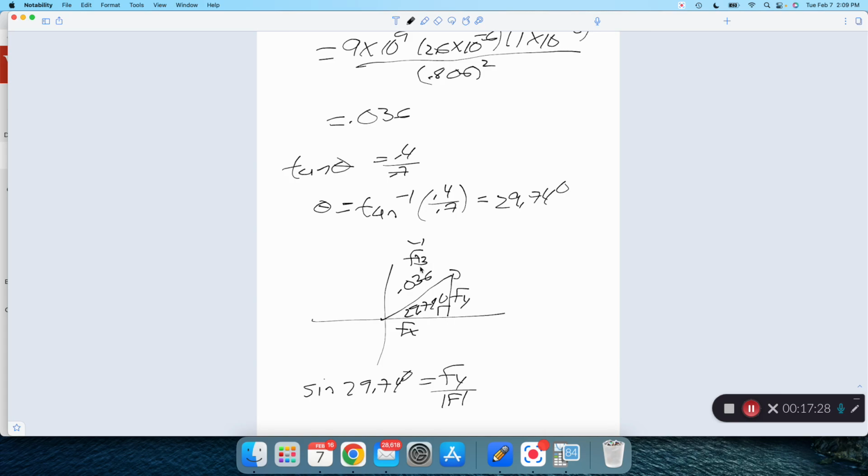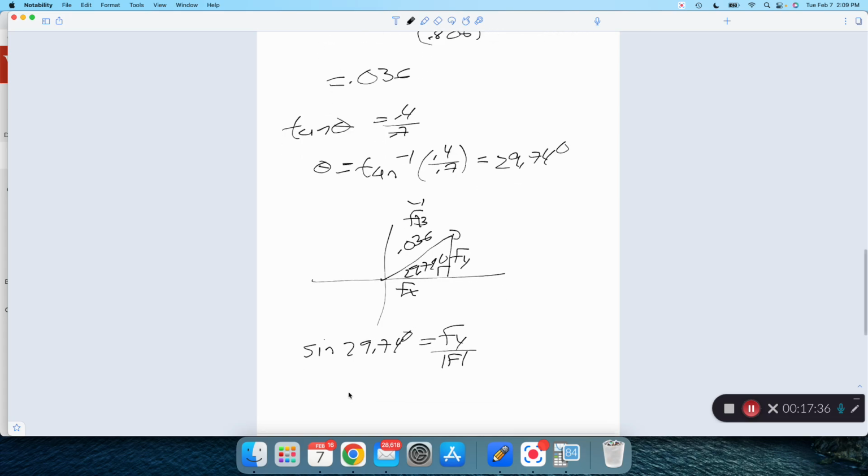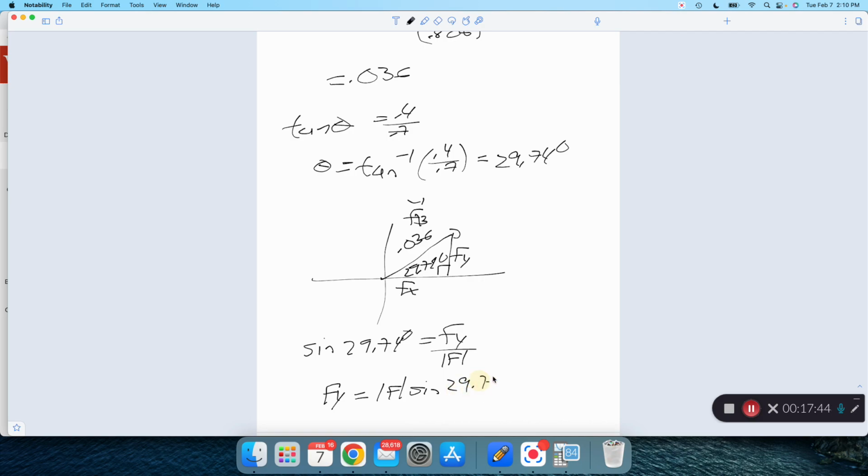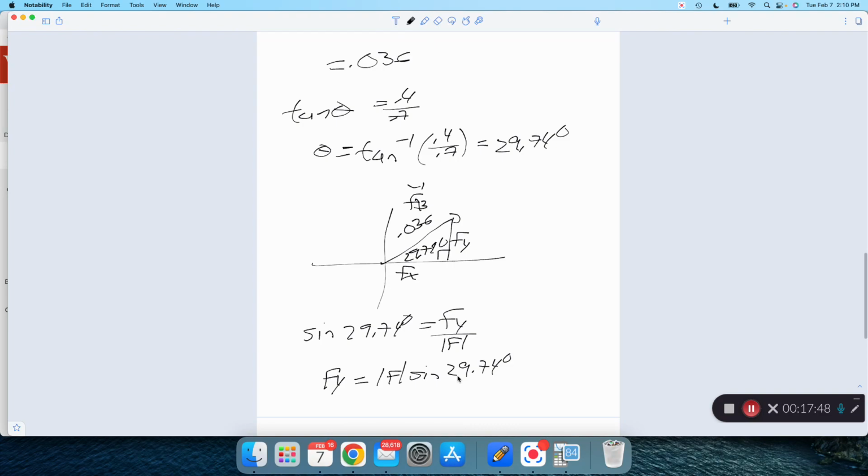This is F1 on 3. So just opposite over hypotenuse. Multiplying this over, we get Fy is the magnitude times the sine of 29.74 degrees. Now again, it's from the picture that I know that's going to be a positive.